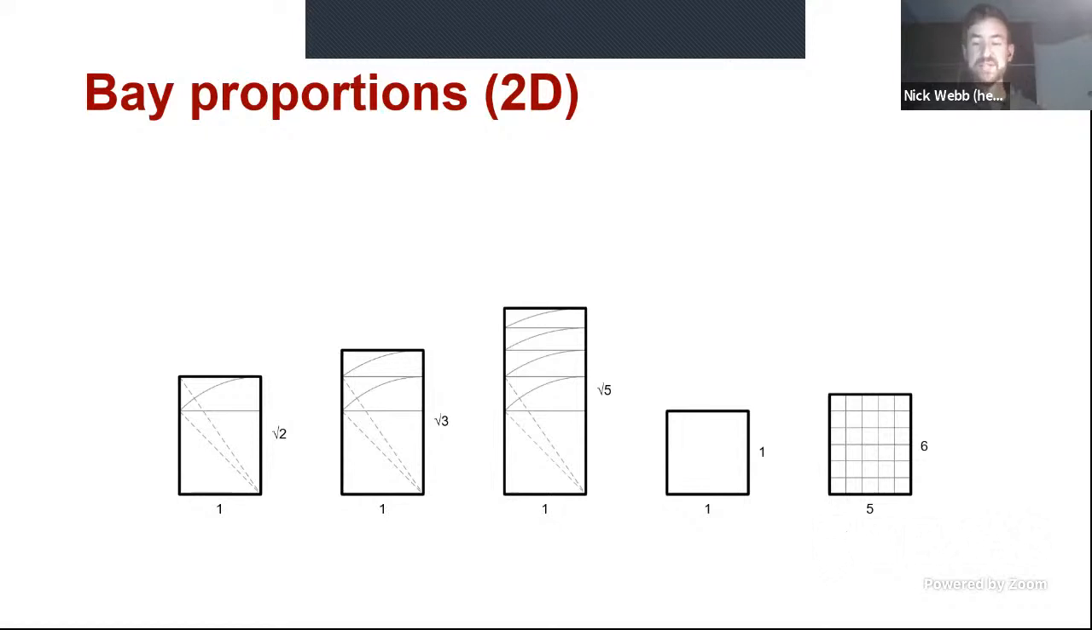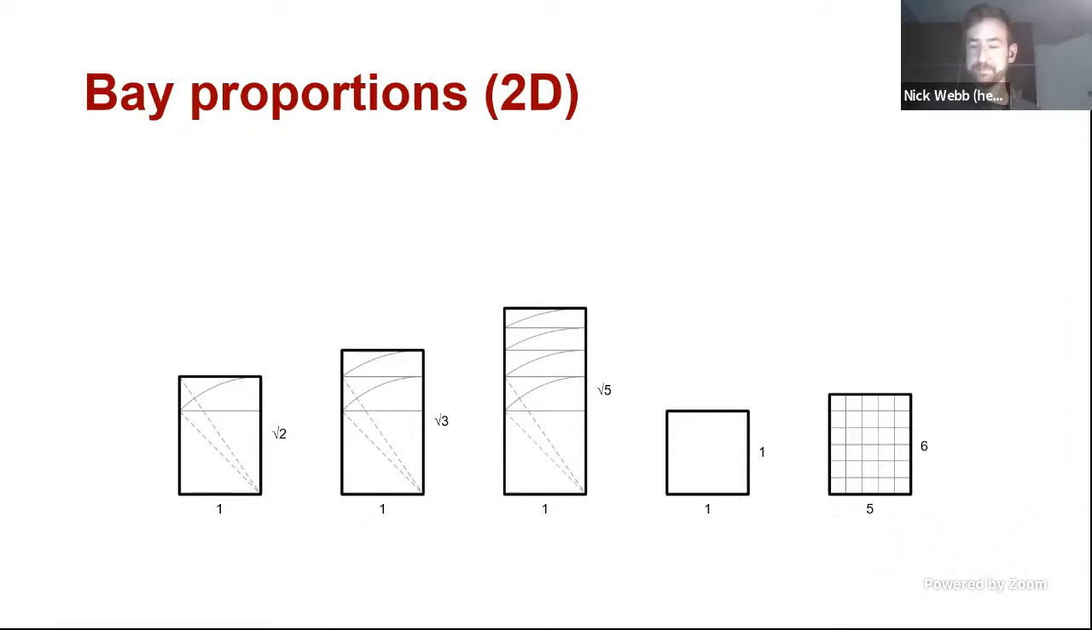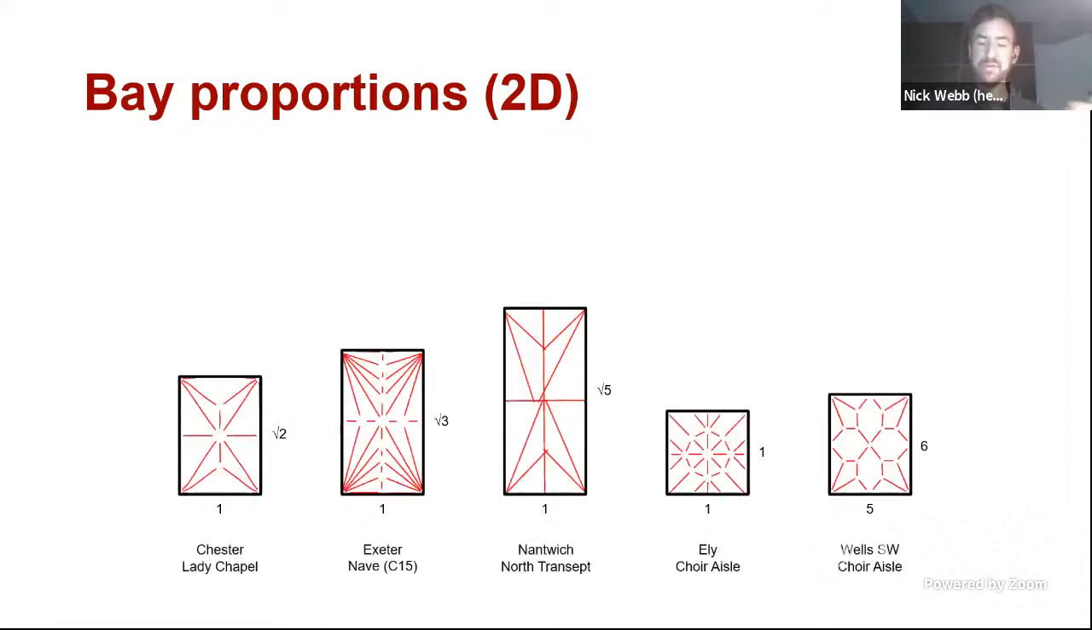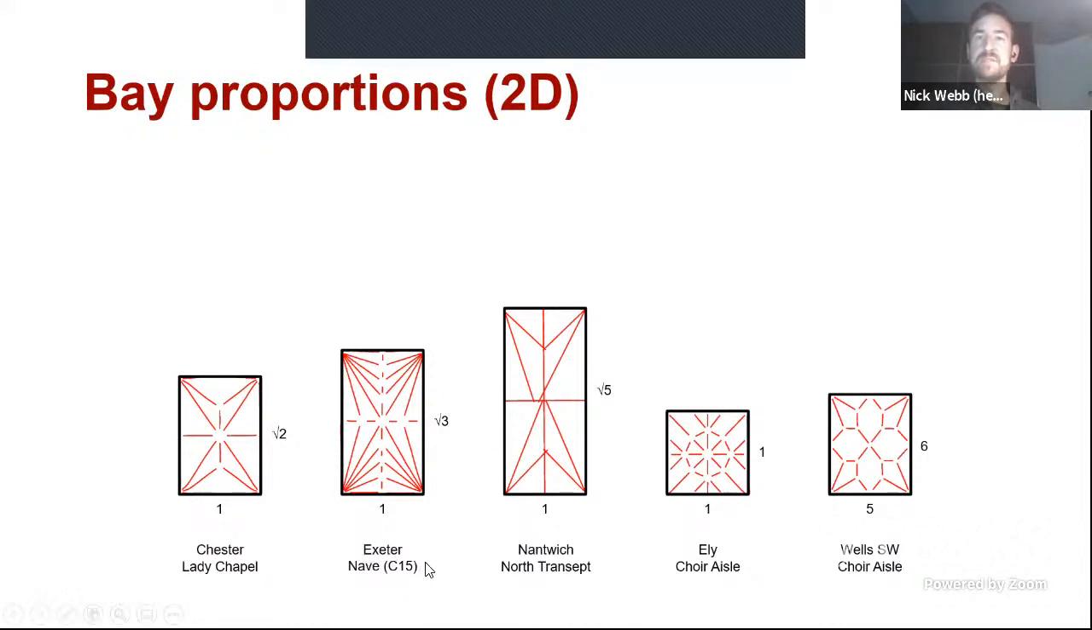So as such, if the width of a bay is known, we can automatically determine its length when a specified ratio is used. And here we've now overlaid examples from some of our case study sites, which seem to correlate to particular proportions as outlined in the previous slide. So this is one of the bays we're looking at here. This is bay C15 of the nave at Exeter, which appears to be a 1/√3 rectangle.